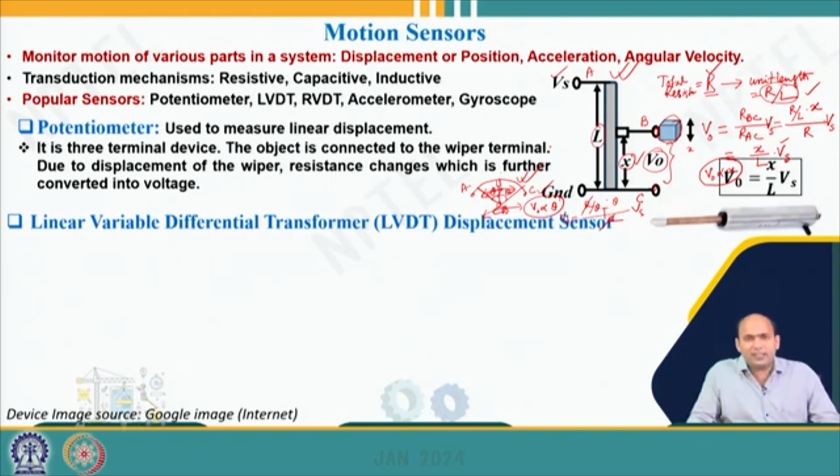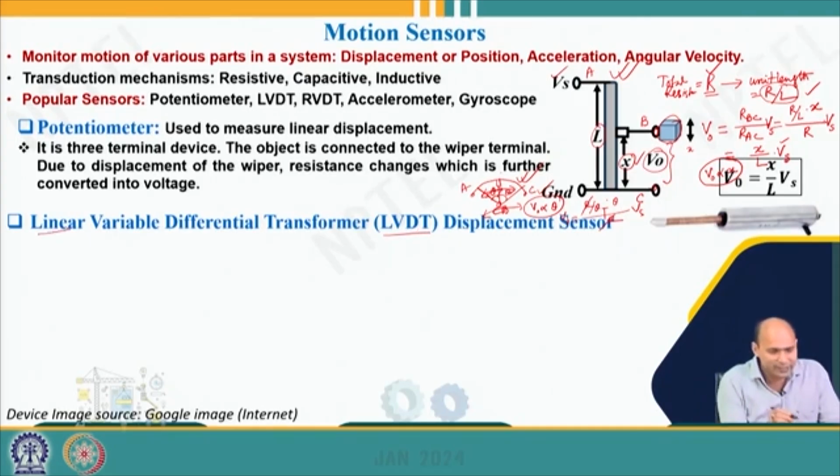So now let us move forward to the next sensor, where we will discuss the linear variable differential transformer, that is the LVDT. That is again one of the most important types of displacement sensor, and it has huge popularity in various embedded applications, right? From the name itself, I can understand: linear variable differential transformer.